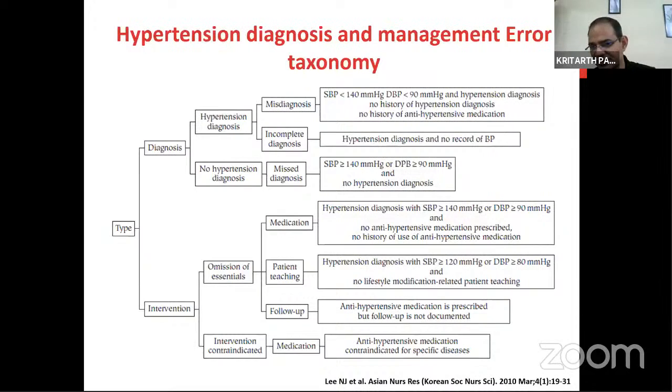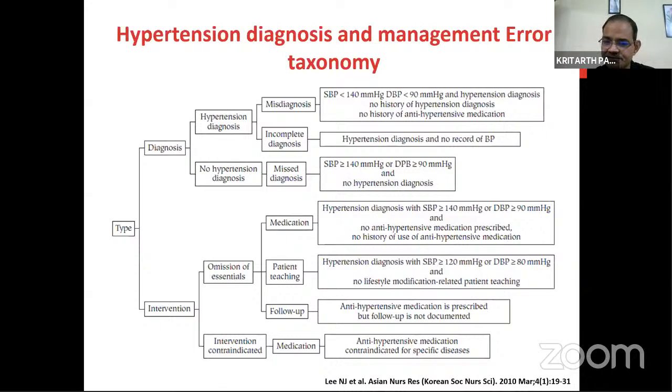No hypertension diagnosis made in spite of the patient's blood pressure being more than 140 systolic and diastolic blood pressure 90 or more. And no hypertension diagnosis made. If there is hypertension, the patient should go for lifestyle modification or treatment at the proper time. Another is the intervention by the physician. Omission of essential medication.